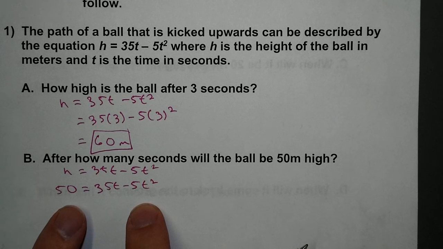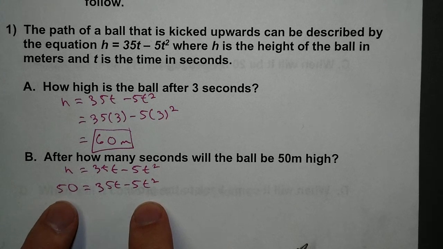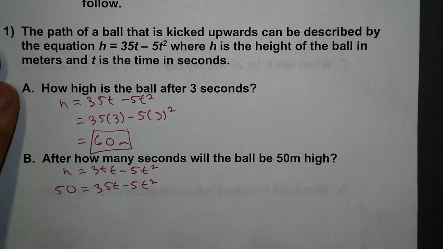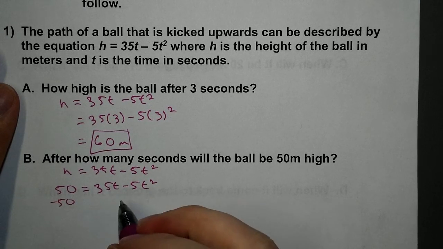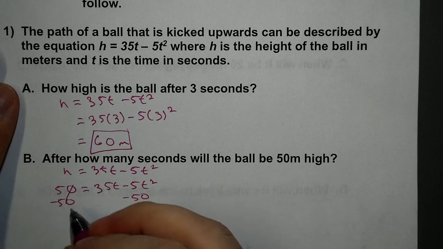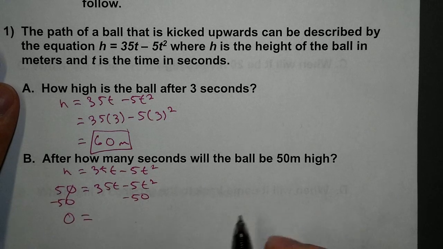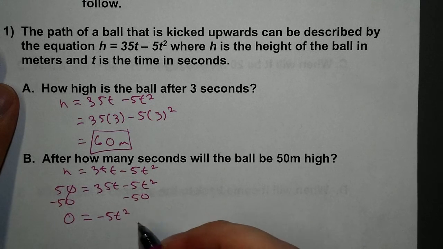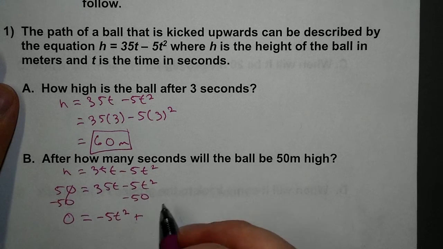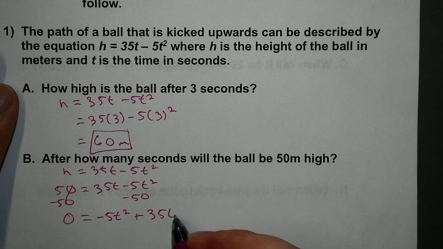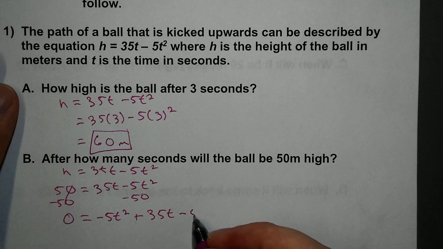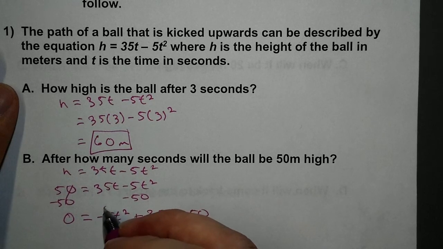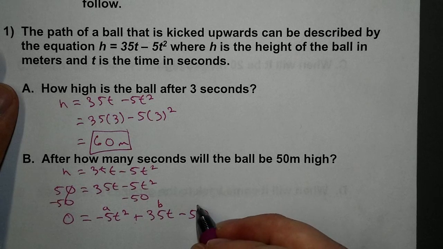Now, this almost looks like a quadratic. All we have to do is move this 50 over here to get our a, b, and c and get it equal to 0, right? So subtract 50. Those cancel, and then we get 0 equals, and now let's put it in standard form. Negative 5t squared first, plus, because it's positive, 35t minus, and then 50. And we've got our a, our b, and our c.